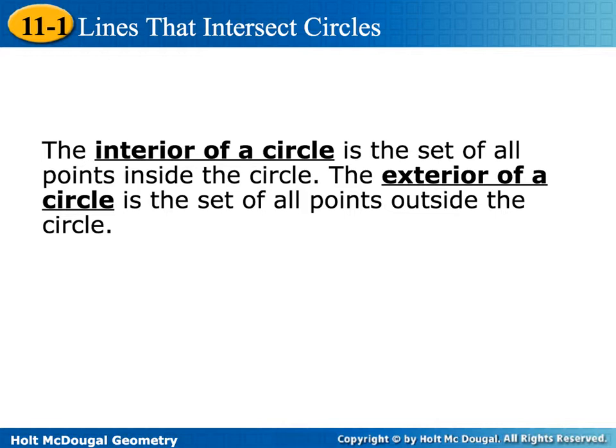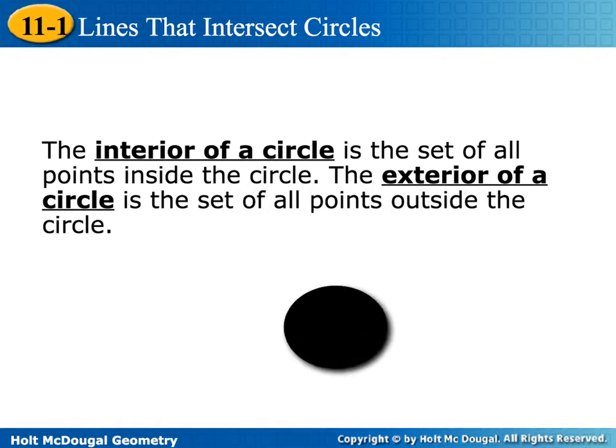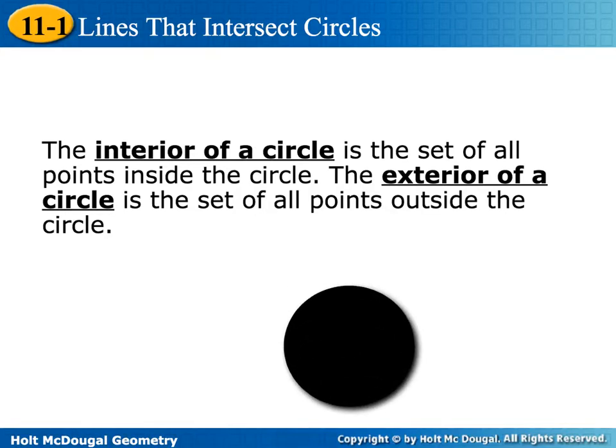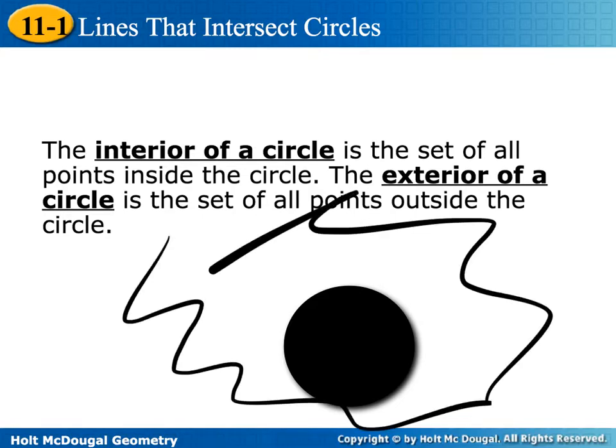First word is interior of a circle. This is not a buzzword. It's just the first vocab word we're going over. The interior of a circle is the set of all points inside the circle. The exterior of a circle is the set of all points outside the circle. This should be a pretty simple concept for us to grasp because if I draw this, the black area is the interior. The outside area over here is the exterior.